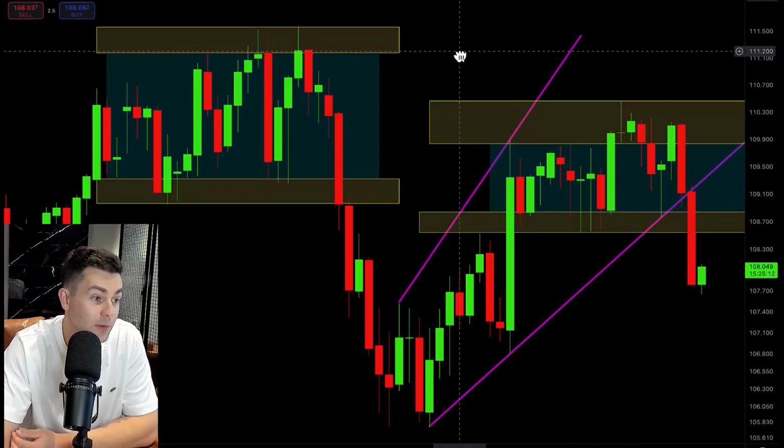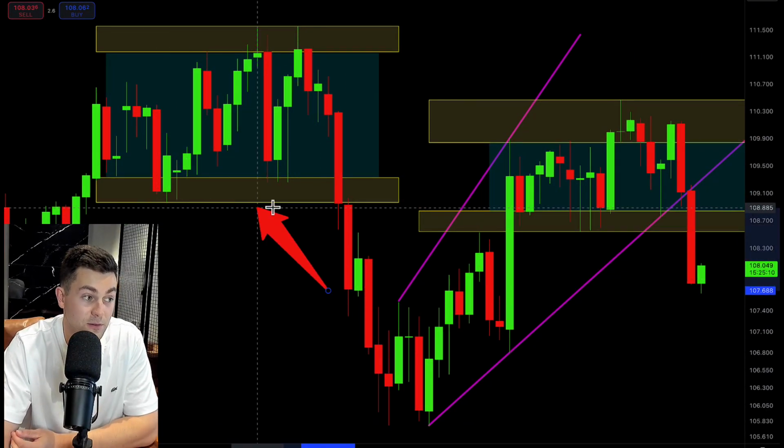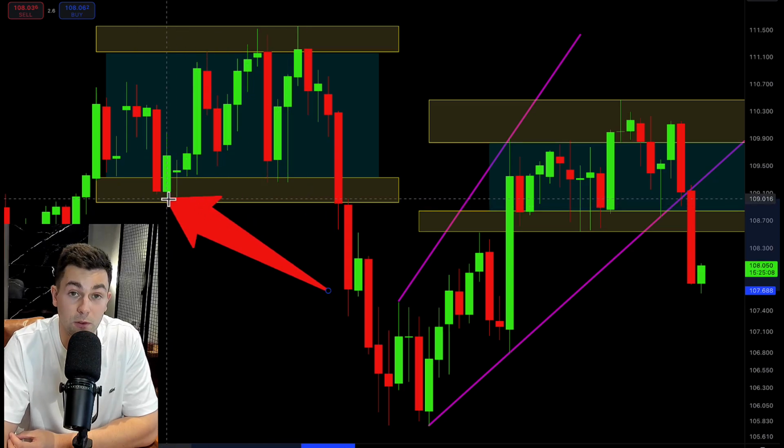At the same time, let's examine this support right here, this horizontal support.